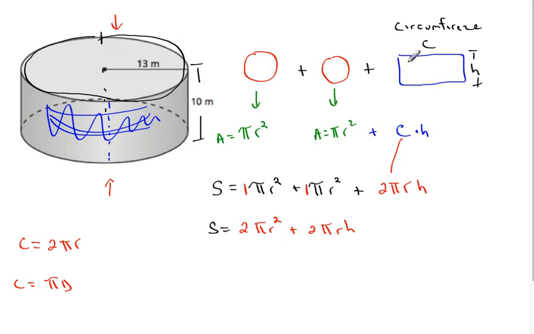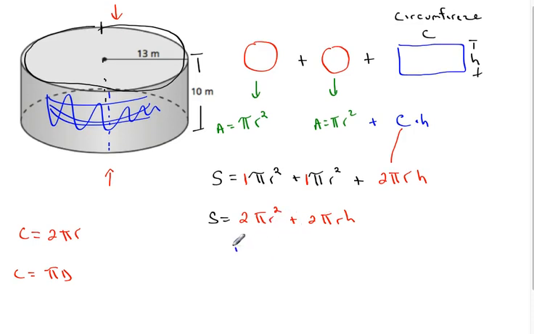Now that we have this formula, let's find the surface area. Before I start doing anything, I'm going to make a list of what I need. I need a radius, and I need a height. Those are the only two variables I have here, r and h. S was the surface area. What is the radius of this cylinder?